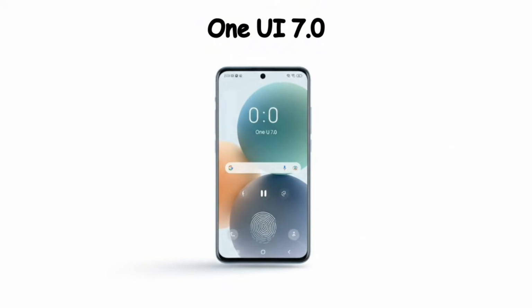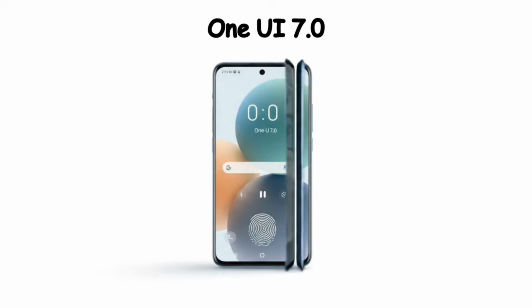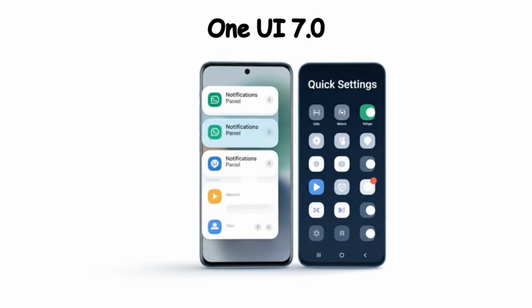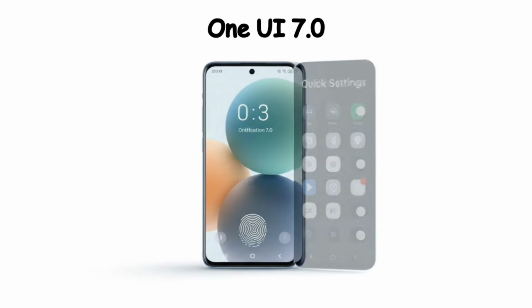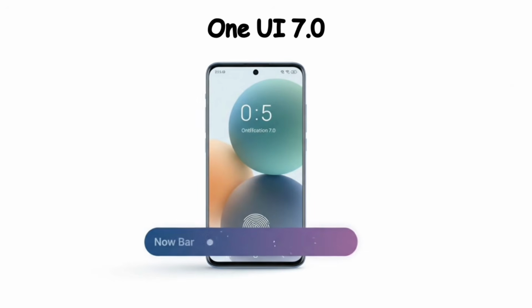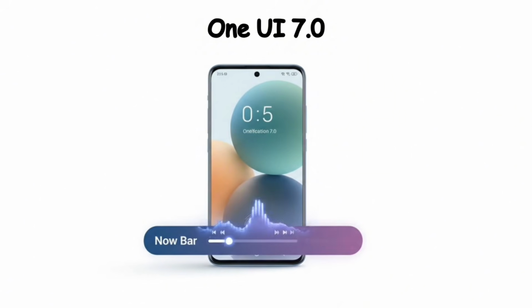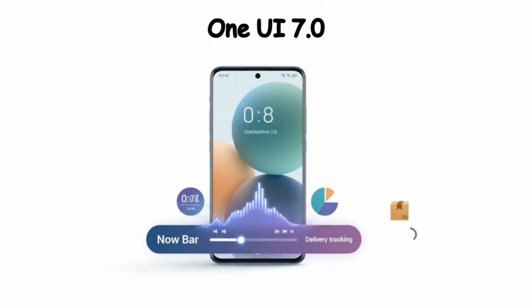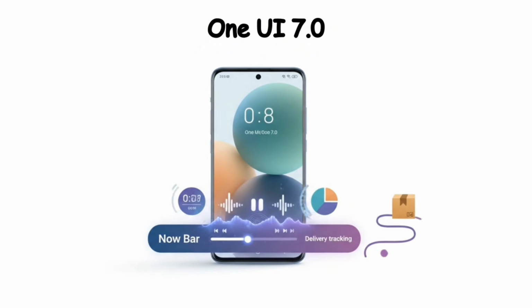One UI 7.0. Based on Android 15, the largest visual redesign since the original One UI. The notification panel and quick settings split into two separate panels. Notifications on the left, quick toggles on the right. Both cleaner and faster to navigate than before.